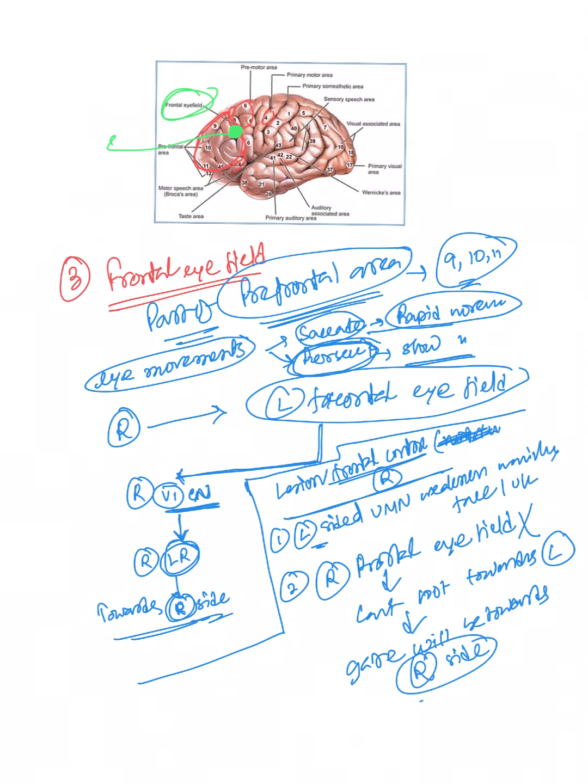So in the affected frontal lobe, the gaze will be on the affected side. Here the lesion is on the right side and the gaze will be towards the right side. So that's it, I think I have cleared your doubts. Thank you. So till now we have discussed the primary motor cortex, the premotor cortex, and third the frontal eye field. Now coming to the fourth area, and that is Broca's area.